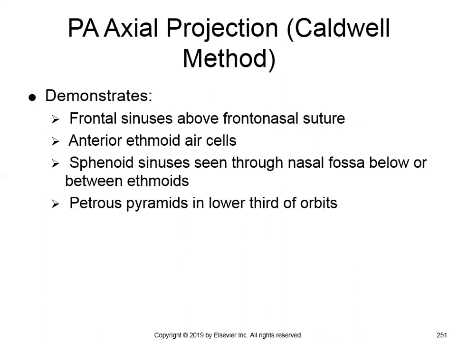Well, in this case, we don't want to do that. We want to maintain a horizontal central ray and angle the anatomy. So what we want to see is frontal sinuses above the frontal nasal suture. We want to see the anterior ethmoid air cells, even though you can't make a diagnosis of them. It's a part of the evaluation. We want to see the sphenoid sinus seen through the nasal fossa, below or between the ethmoid sinuses, and we want to see the petrous ridges just where they were in the lower third of the orbits.